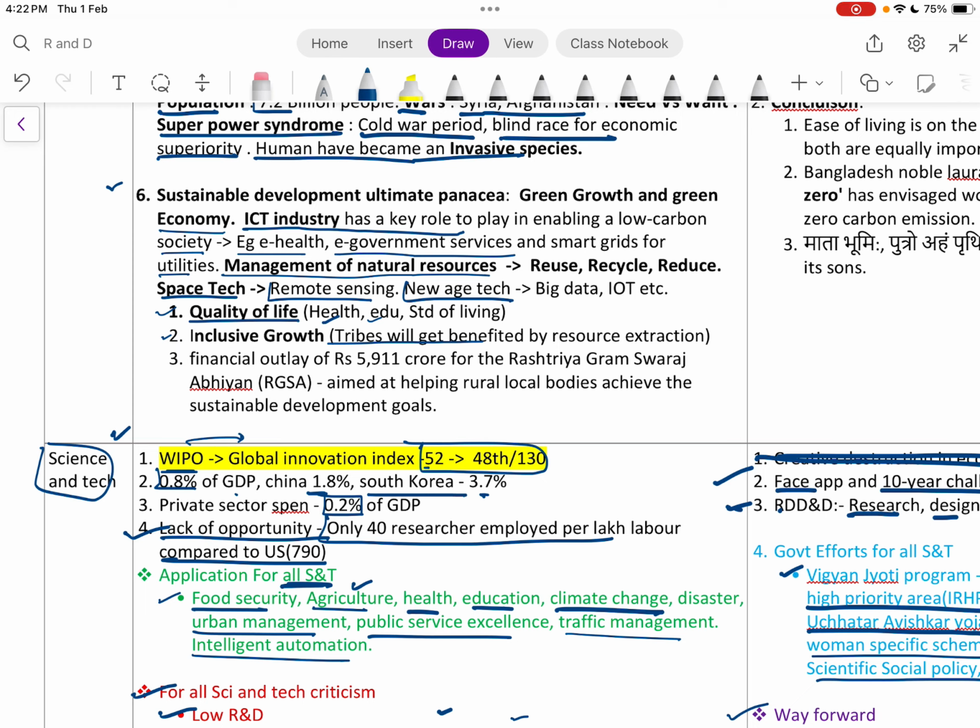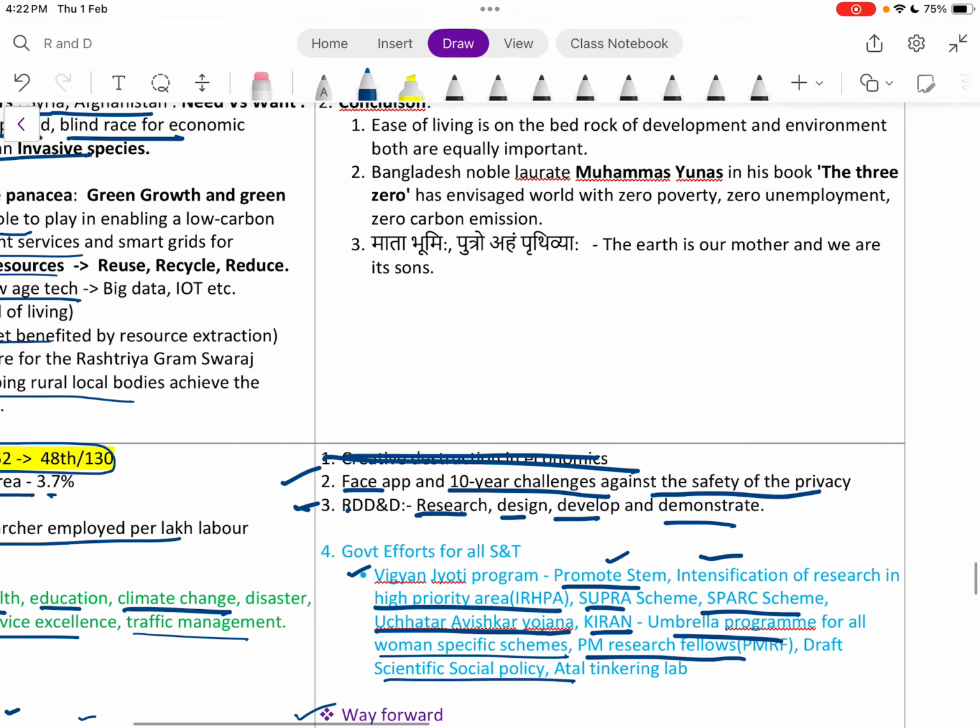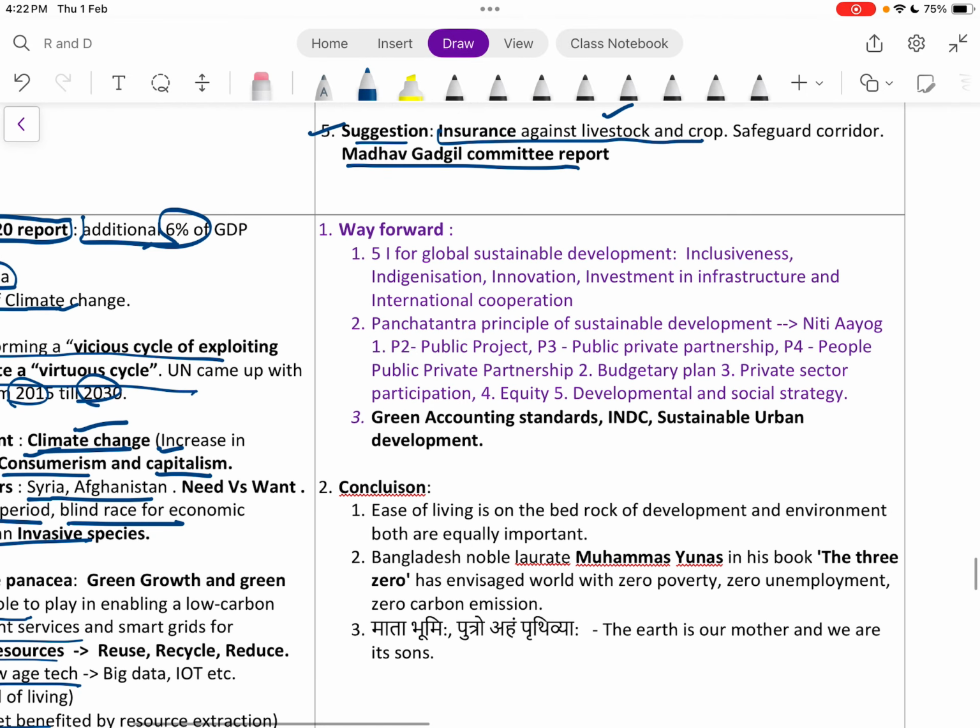Financial outlay of almost 5,000-6,000 crore rupees for Rashtriya Gram Swaraj Abhiyan, aimed at helping local bodies achieve sustainable development goals. What is the way forward? 6I for global sustainable development: inclusiveness, indigenization, innovation, investment in infrastructure and international cooperation.